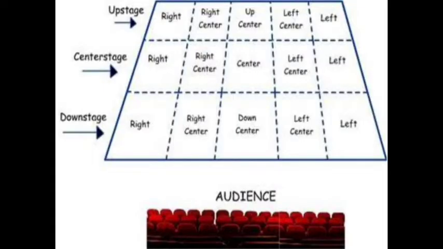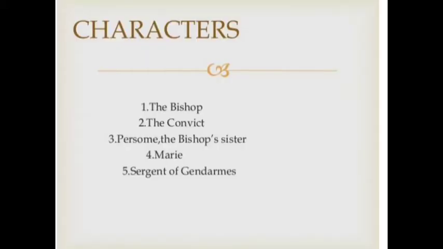So when you find letters like R, right, RC, right center, just imagine a stage in your mind, and when you see R, right, that means you imagine the character moving towards that direction. If you see LC, that is left center, you just imagine the character moving towards that direction. Now let's look at the characters of the drama.